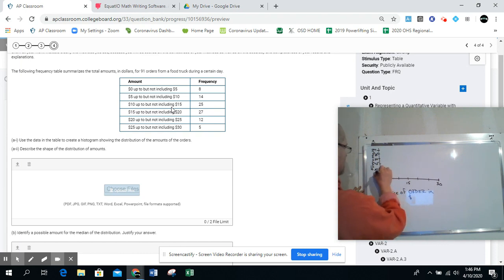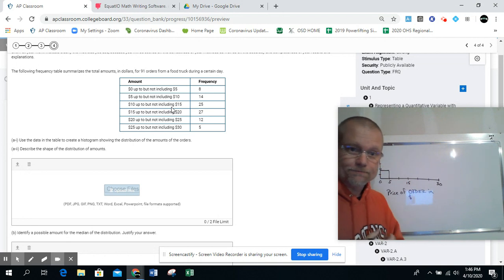So I draw that thing there. You can't have a gap. This is a number line. If I put a gap in between here, it would mean that there's some values of prices that didn't have any frequency. So I have to make sure I account for all the frequency.